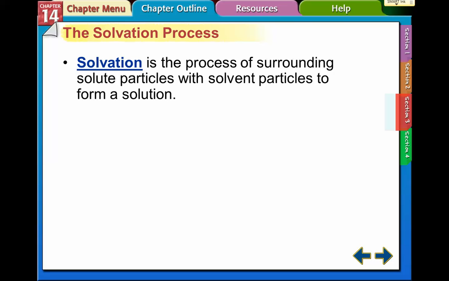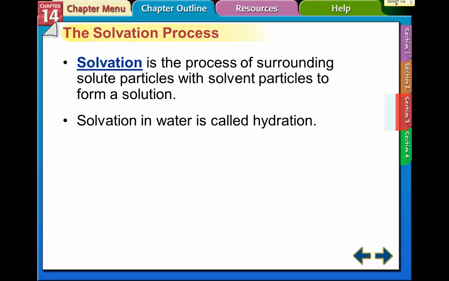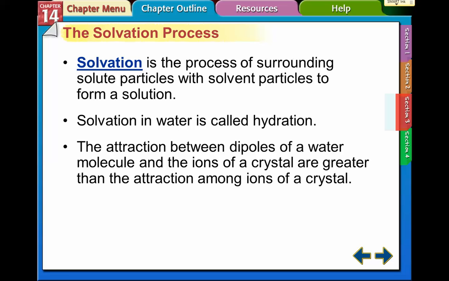Okay, the solvation process. Solvation is a process of surrounding solute particles with solvent particles to form a solution. So the solutes are always in smaller concentrations than the solvent. Especially in water solutions, the water particles surround whatever we're dissolving in that solution. Solvation in water is called hydration, right? We did a little lab a while back on how much water was in a hydrate. That's what this is kind of about.